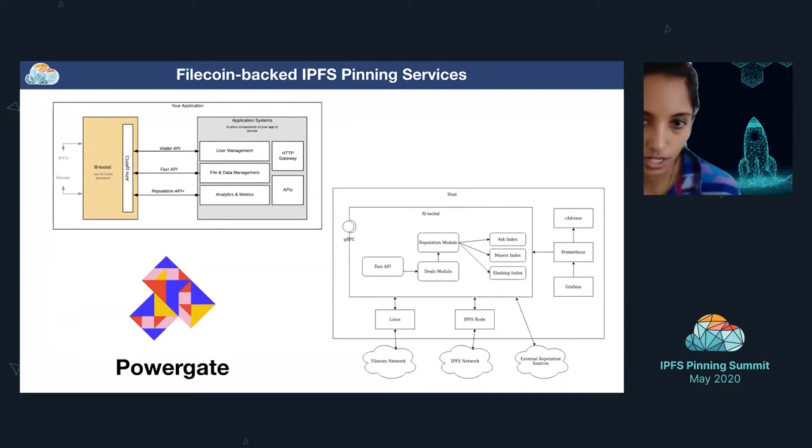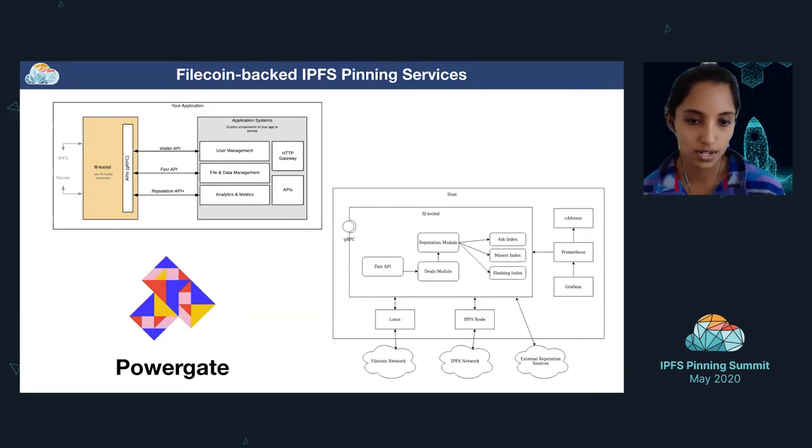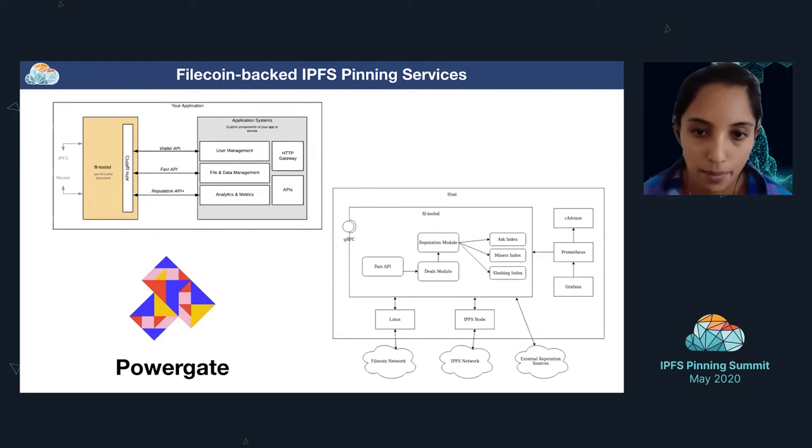One easy way to get started with building this type of Filecoin backed pinning service is to use Textile's PowerGate, which Andrew and Aaron are going to talk a lot more about in the next presentation. But the high level is that PowerGate embeds an IPFS node and a Filecoin node, and it exposes this really intuitive API to interact with both.